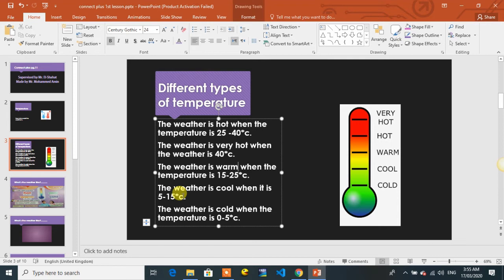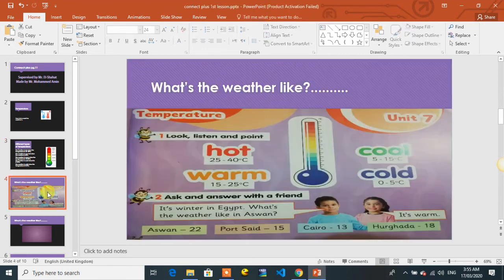That's it. So these are the different types of temperature: hot, very hot, warm, cool, and cold. Let's see the lesson in the book.